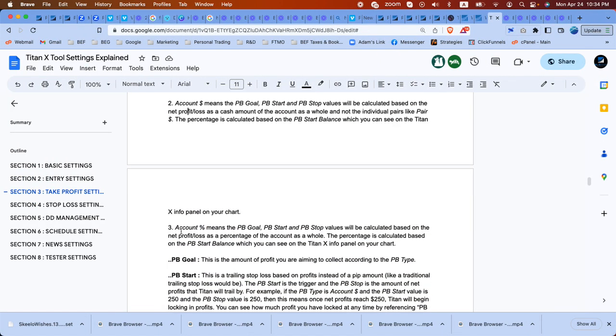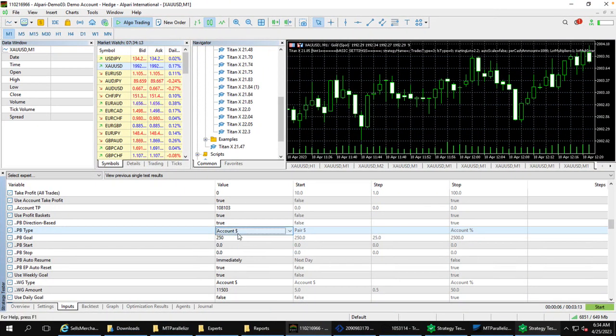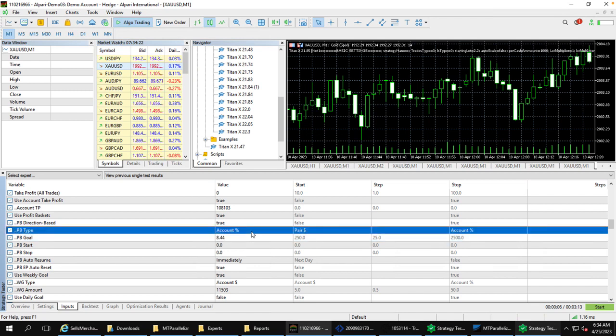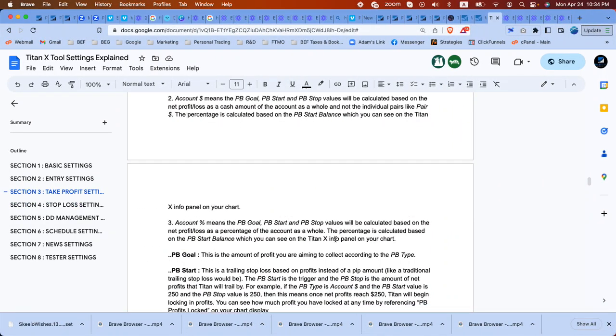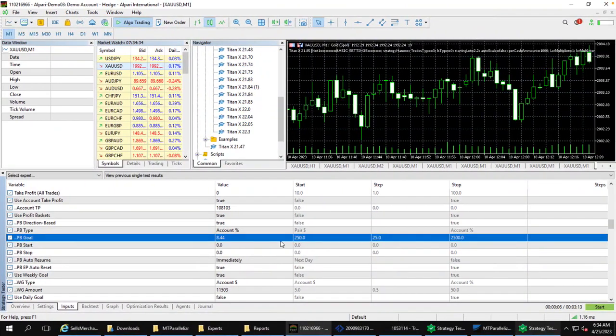And the last one is the account percentage, and so that's just the same thing except based on a percentage. So I think it was here at 8.44. So this is just looking at the account. Same thing as the account dollar amount, but it's in terms of a percentage. So once the net profit has reached 8.44%, all trades will close. And that's good for scaling, right? So you don't have to change that dollar amount as your account scales or grows. It'll automatically scale with it because of the percentage.